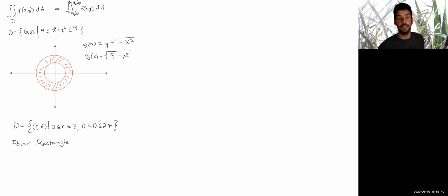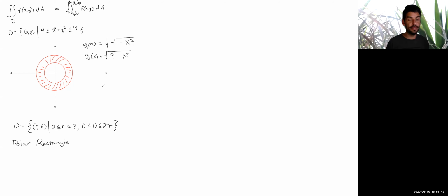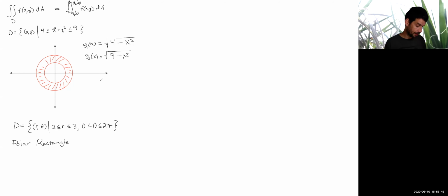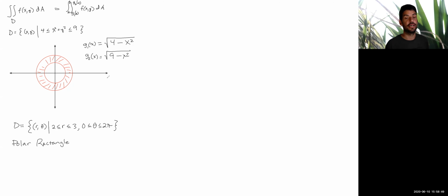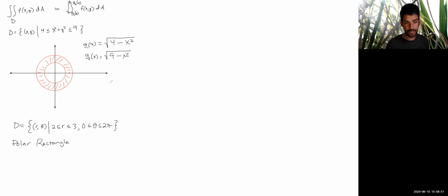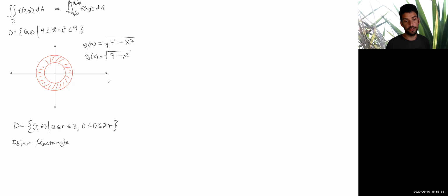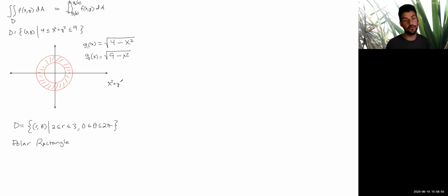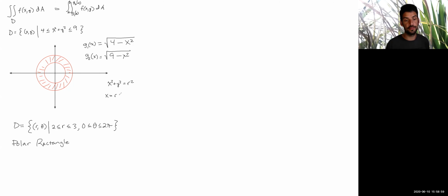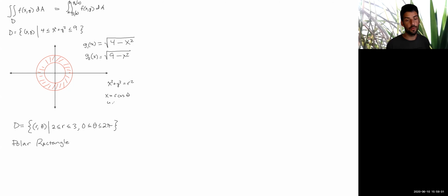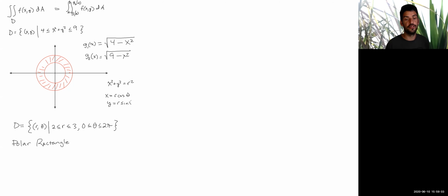So let's remind ourselves of the relationship between polar and rectangular. We can relate them by these equations. We know that x squared plus y squared equals r squared, and we know that x is equal to r cosine theta, and that y is equal to r sine theta.